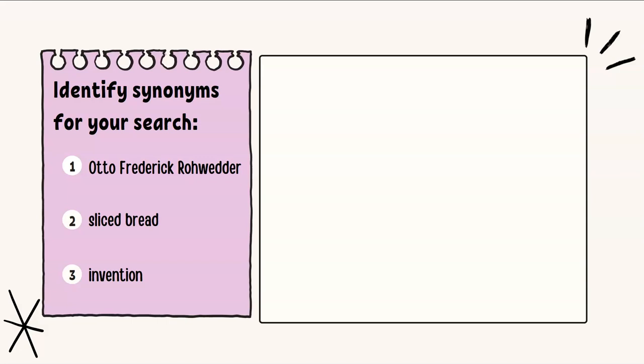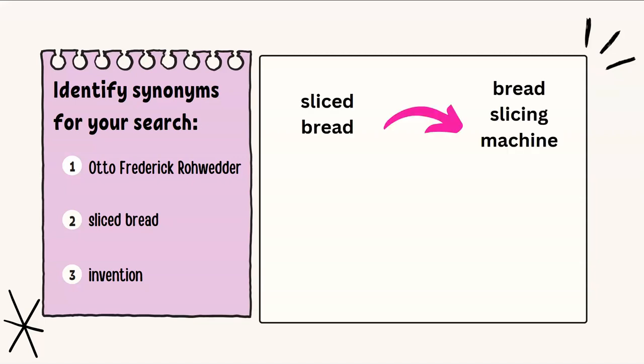The reason why I need to find synonyms is because there could be a fantastic article out there, but the author may not be using the same words that I'm searching for. They could be using something similar, a synonym. So identifying synonyms can help me so I can change up my search terms, my keywords, in order to help me find different articles. So instead of sliced bread, they could be saying the bread slicing machine. Instead of invention, they could be saying innovation.